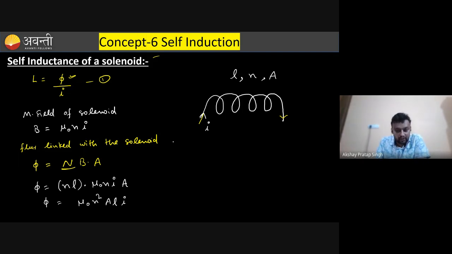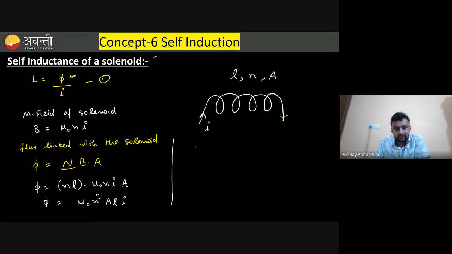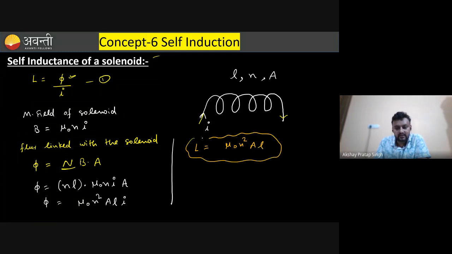So if this is the total flux, put this value in equation 1 and you will get your answer. And what will be your answer? L is equal to, I can be cancelled, mu naught n square A L. This is your self-inductance. As you can see from the relation, this self-inductance depends on the number of turns, area of cross-section, and length of the coil or length of the solenoid.